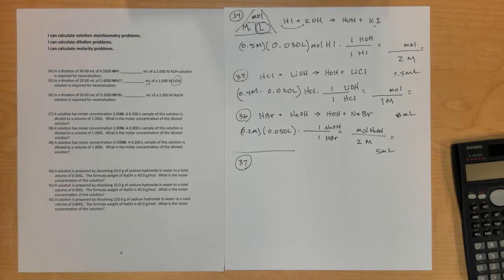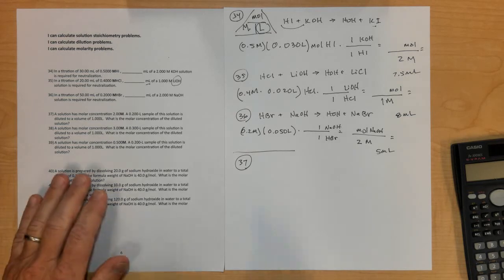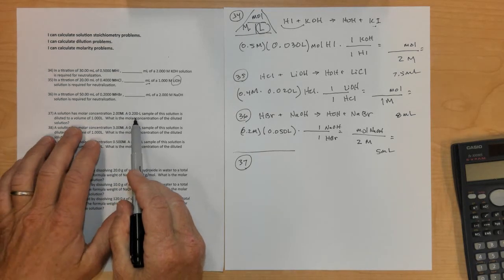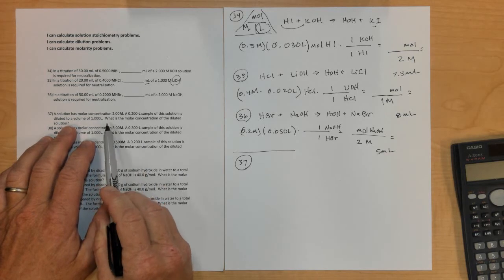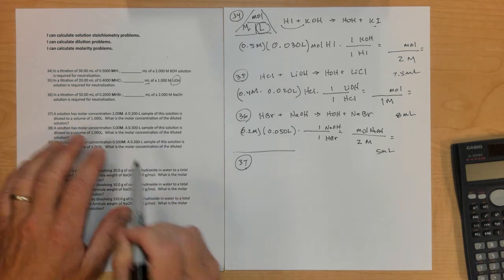Alright, here we're continuing with the practice test. We're on number 37. A solution with a molar concentration of 2 molar, a 0.2 liter sample, is diluted to 1 liter. What is the molar concentration of the diluted solution?